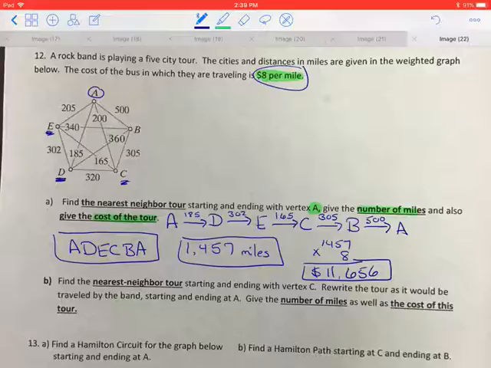So let's say they want to try to find a cheaper one. So this time we're going to start at C. Okay, so we're going to start and end at C each time. So I'm going to erase all this, and we're going to start with C.